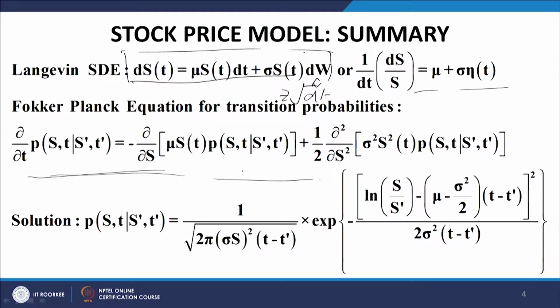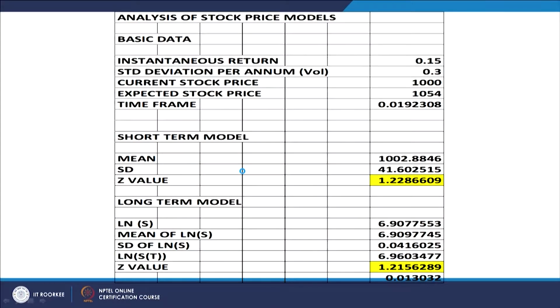Now, it is interesting to compare the domains of applicability of the two models, that is the infinitesimal model and the log normal model. The infinitesimal model, I am referring to dS is equal to mu S dt plus sigma S dW, and the other model, which is the log normal model, is the finite time model.